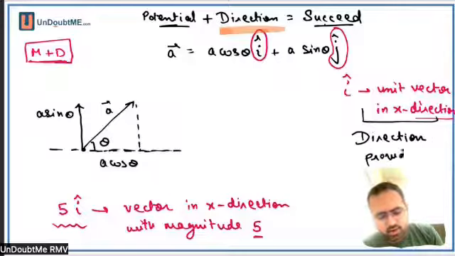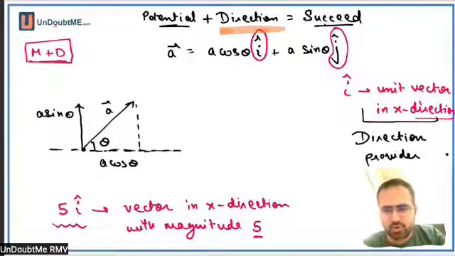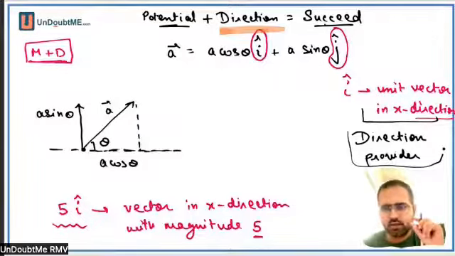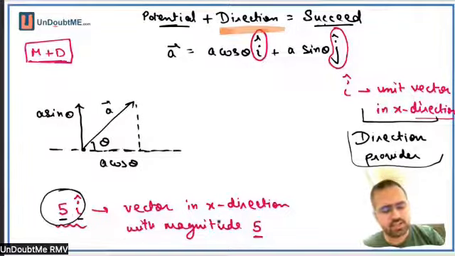Direction provider. Direction provider is not a proper definition, it is for our understanding. You'll not find this thing in a book anywhere. So unit vector in x direction is just a symbol which will ensure that along with phi, if I write i cap, now everyone in the world will be sure that you have written a vector in the x direction with magnitude phi. So it is like a standard. Similarly, the same thing is for j cap.